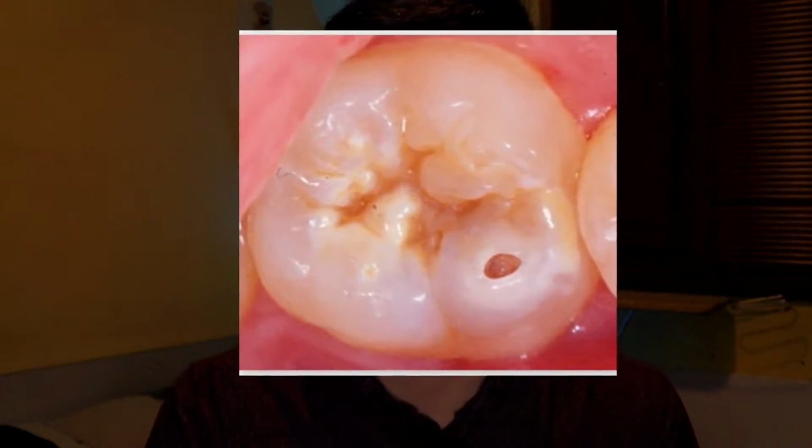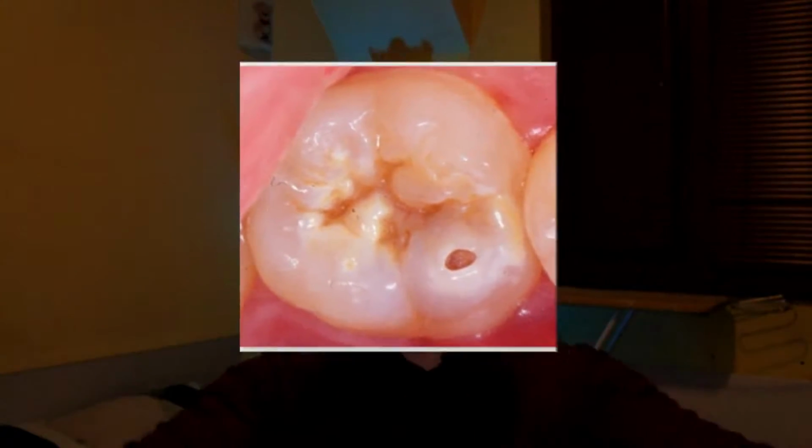Class 6 caries. These are caries that affect the cusp tips of the canines, the premolars and the molars. Now we are done with the classification of caries, and we had learnt all of this and we had all of this knowledge in our head.